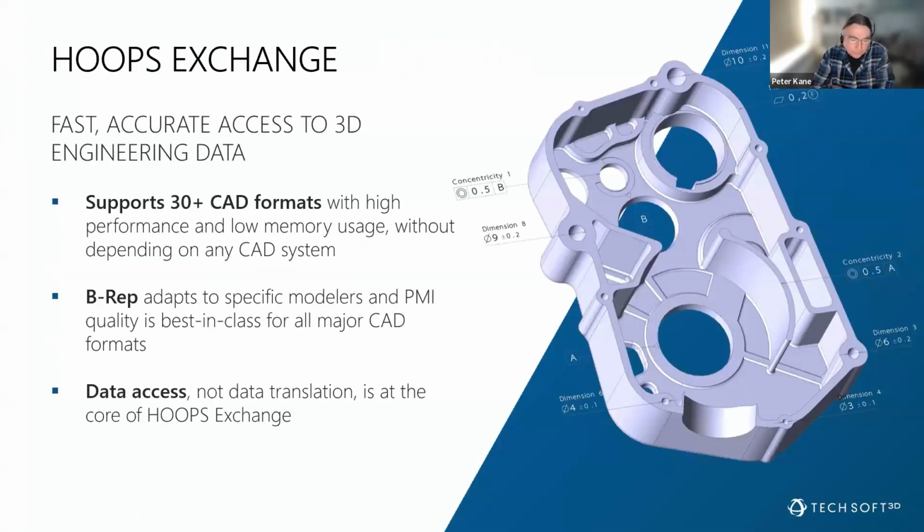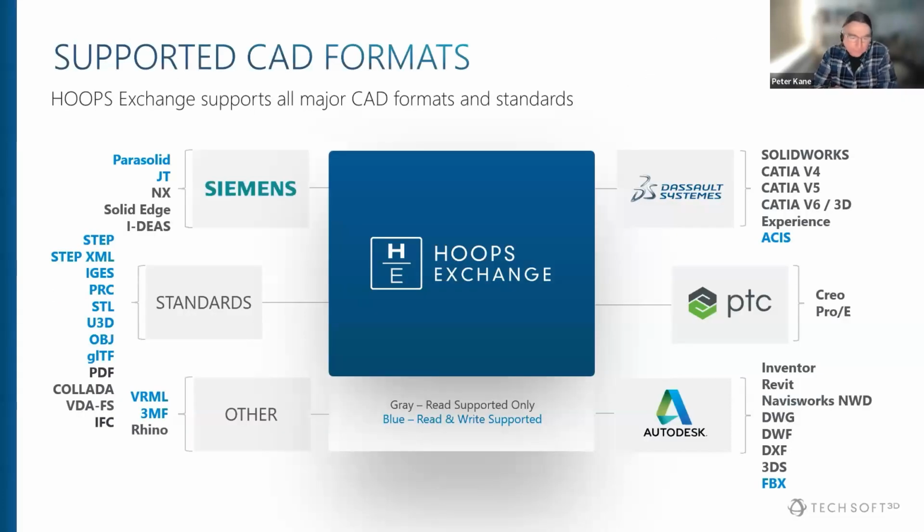So, HOOPS Exchange is a CAD data toolkit, an SDK with a C++ interface that supports the import of over 30 different CAD formats. One of the principal pieces of data that it imports from CAD files is the BREP, the boundary representation that represents the geometry and topology of the models. We import all those different representations from various different CAD formats. We cover all the major CAD formats.